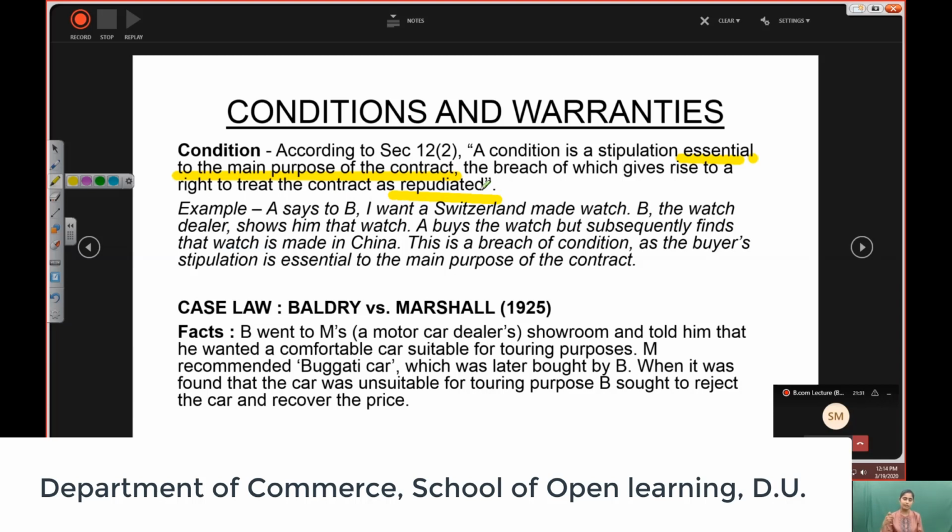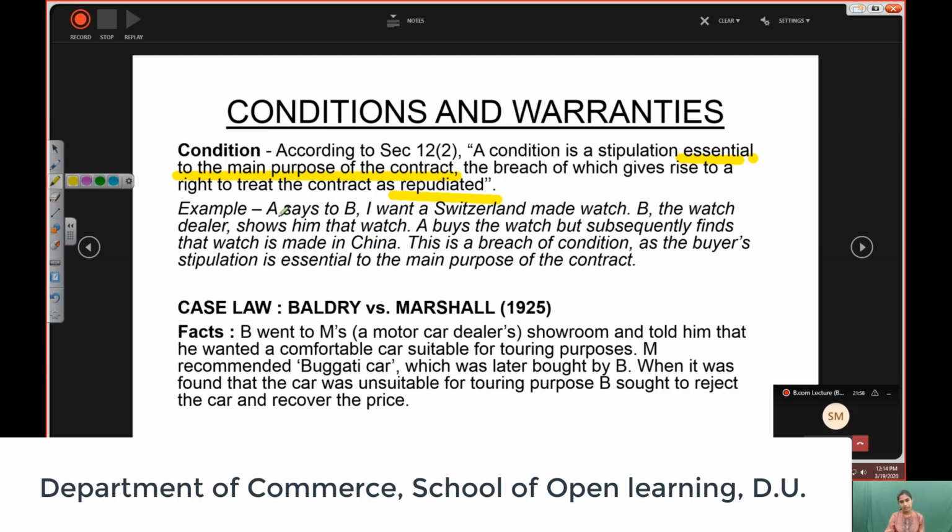So condition is something that is very important, very essential to the main purpose of the contract. You are entering into a contract basis that condition. If that condition is not satisfied, you have the right to repudiate the contract. You have the right to cancel that contract. So look at this example. It's very important and it will give you a complete picture about the term condition.